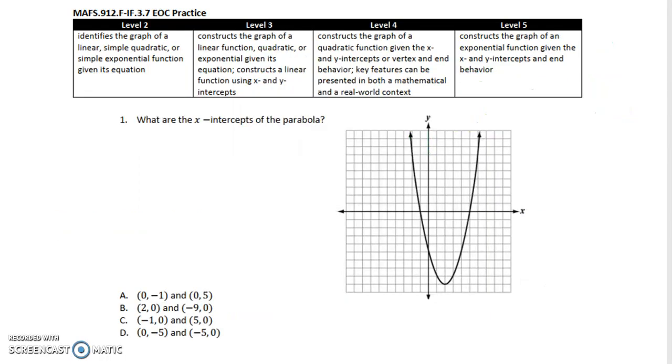Moving right along. What are the x-intercepts of this parabola? Remember, when you have a parabola, there are 2 x-intercepts, though sometimes there are none. The x-intercepts are where the graph crosses the x-axis, and that is at negative 1, 0 and 5, 0.